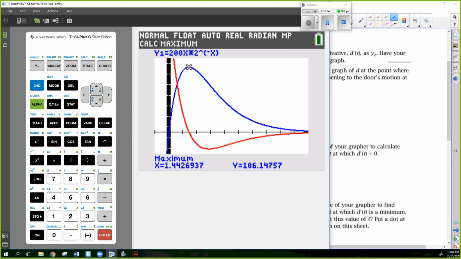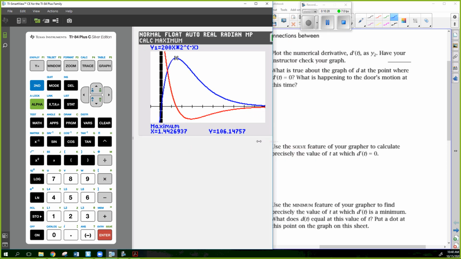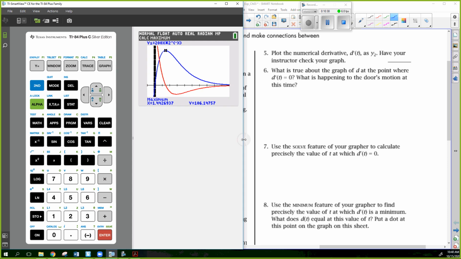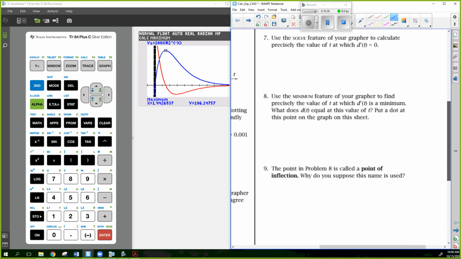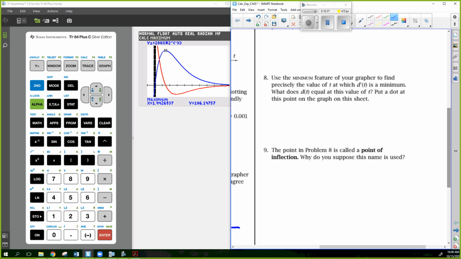All right, so now I want to look at the other part to this question, which said in number 8 here, use the minimum feature of your grapher to find precisely the value at which the derivative has a minimum. Okay, so everybody, at least on my screen, it's the red graph. So yours is in Y2. I want you to find the minimum on that graph.